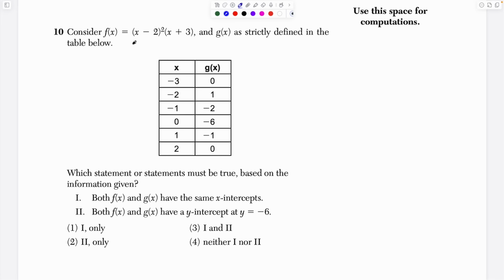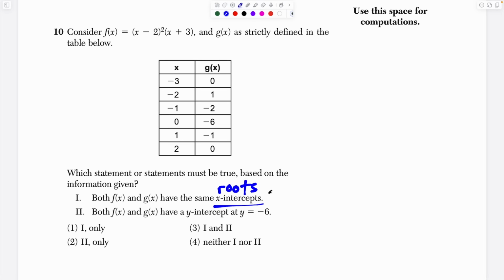Question 10, consider f of x equals (x minus 2) squared times (x plus 3), and g of x as strictly defined in the table below. And then we want to know which statements must be true based on the information given. If we look at Roman numeral 1 first, we have both f of x and g of x have the same x-intercepts. So just know the x-intercepts are also known as the roots.